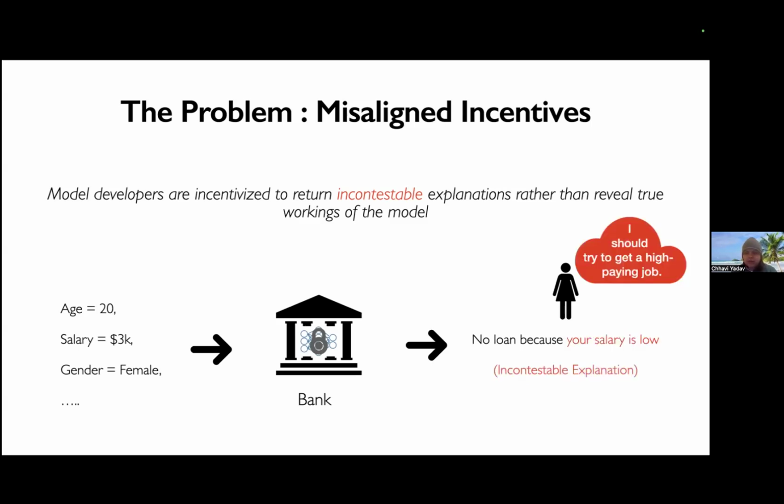So the model developers are instead incentivized to say something like, the loan was rejected because your salary is low. And here the user will think, oh, the problem is with me and I should try to get a high paying job. So this is an incontestable explanation that model developers are incentivized to give rather than reveal the true explanation.